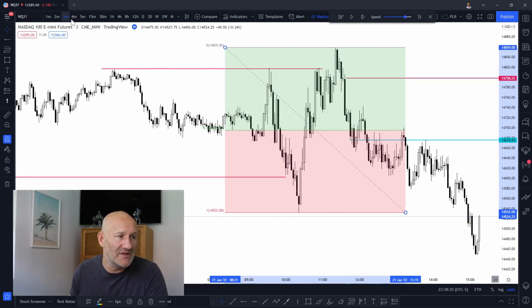So remember, I'm using the 3 minute, he used the 2 minute in his video, so this is going to look slightly different. The fair value gap is here, but it's slightly different. It's a bit tighter on that 2 minute chart that he uses, but most of the structures are pretty much the same. So he got set there in terms of his sell.